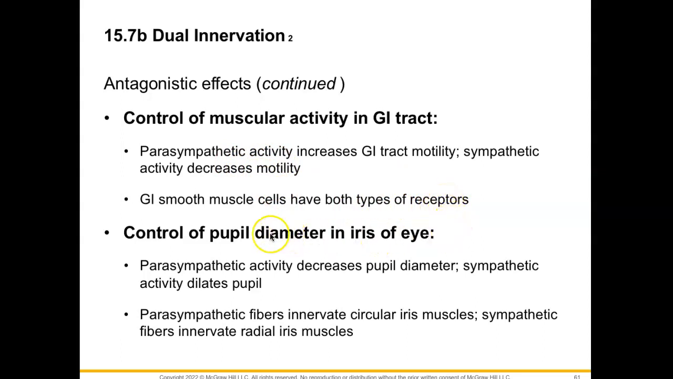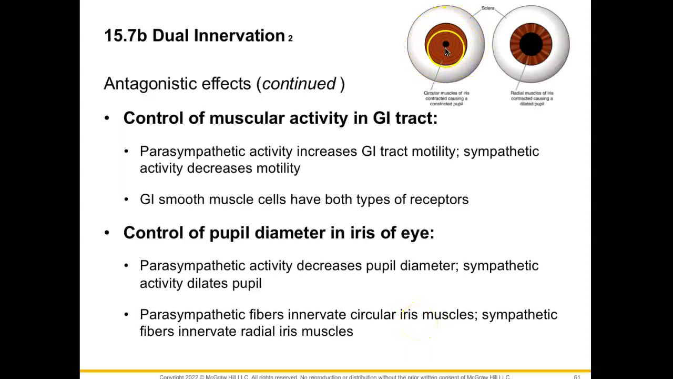When we look at our pupil diameter control within the iris of the eye, our parasympathetic activity will decrease the pupil diameter, resulting in pupil constriction, whereas sympathetic activity is going to dilate the pupil, making it wider, allowing more light into the eye. And our parasympathetic fibers are going to innervate those circular iris muscles. Remember that picture from our previous slide? This one over here, where we're going to see those parasympathetic fibers innervating these circular iris muscles and the sympathetic fibers innervating this radial iris muscle.